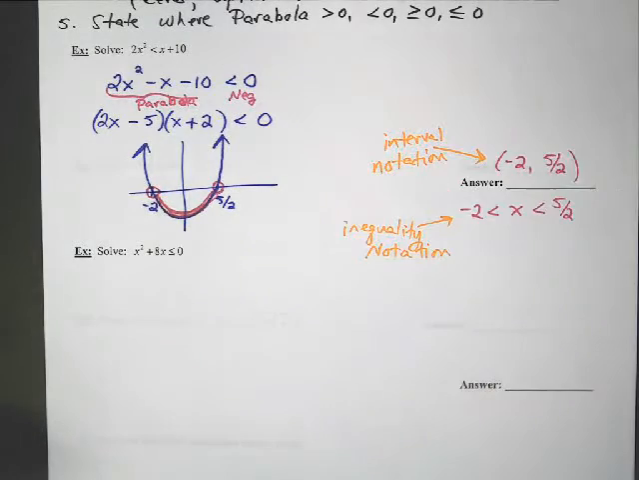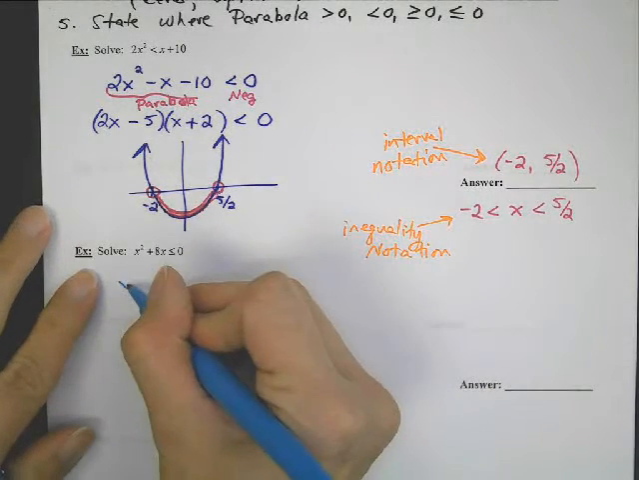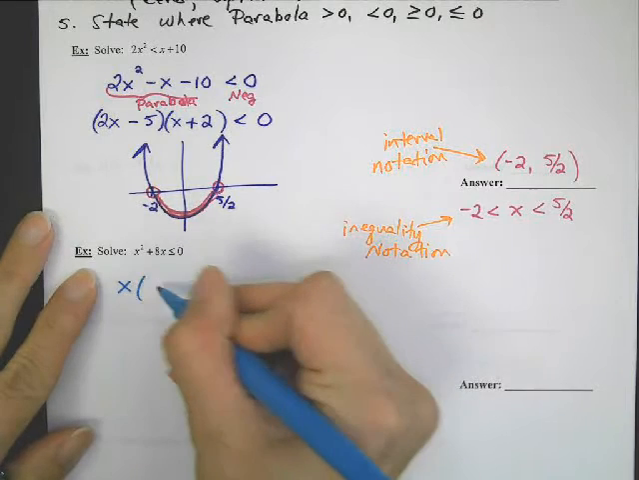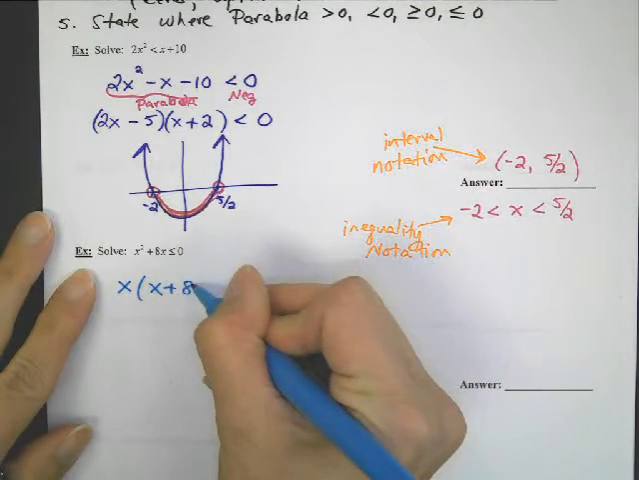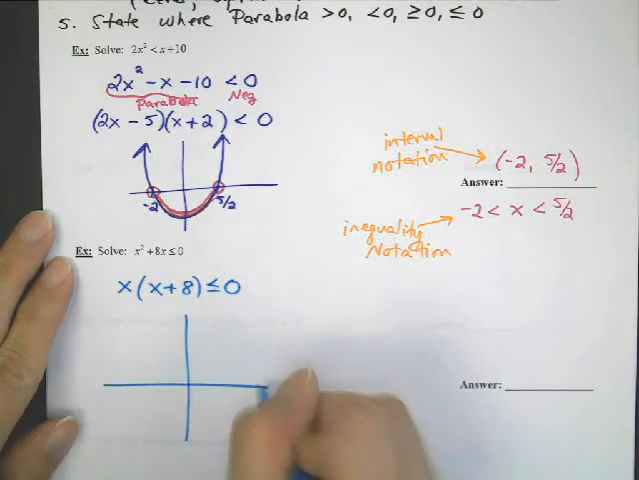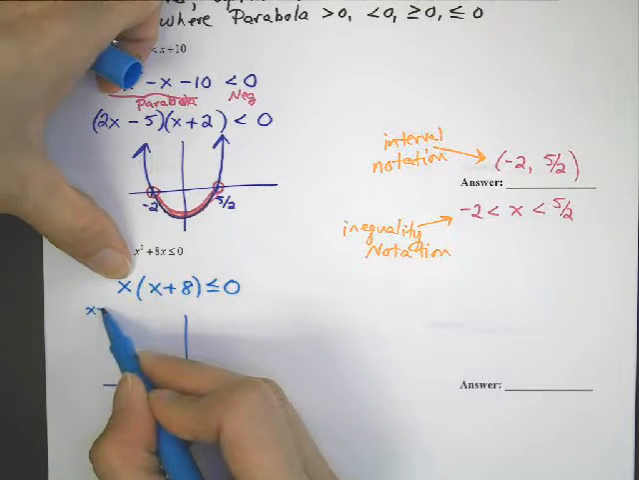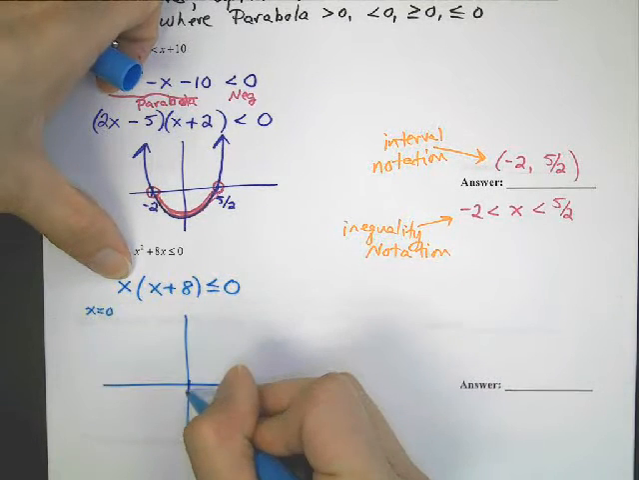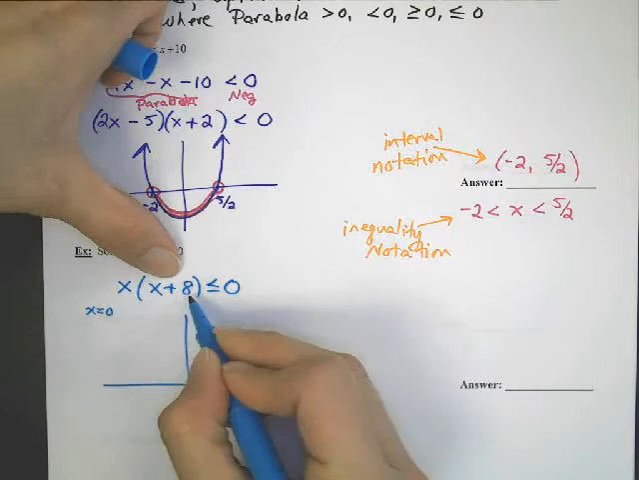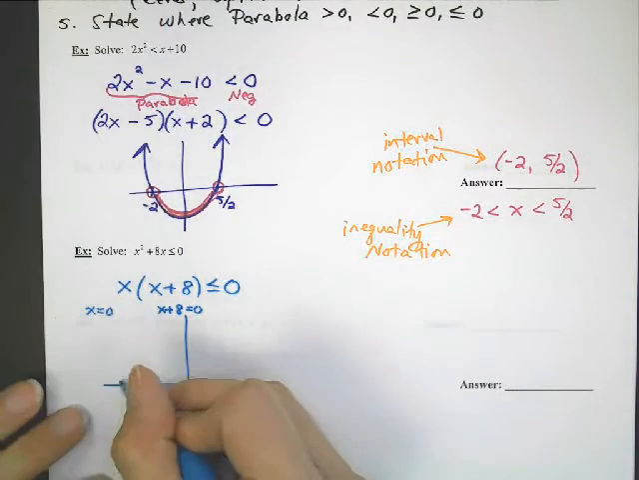It already is equal to 0. So all I'm going to have to do is factor. Let's take out an x. That's x plus 8 is less than or equal to 0. So let's draw this quick graph. This is an x. Right there, I would write x equal to 0. So that's one of the critical values. And then this, x plus 8 equals 0, you get negative 8.